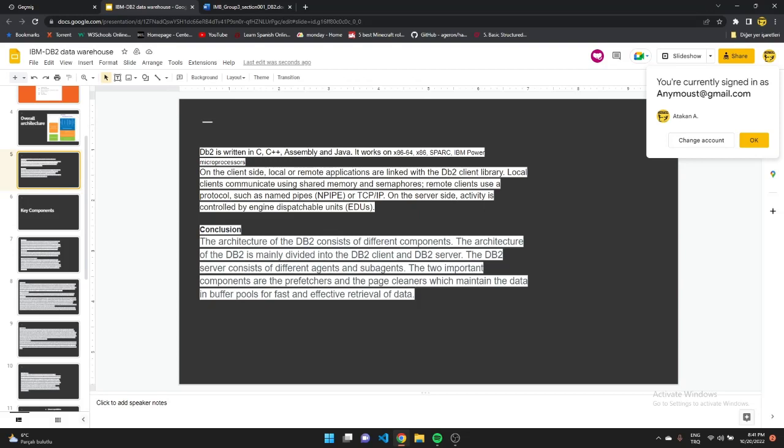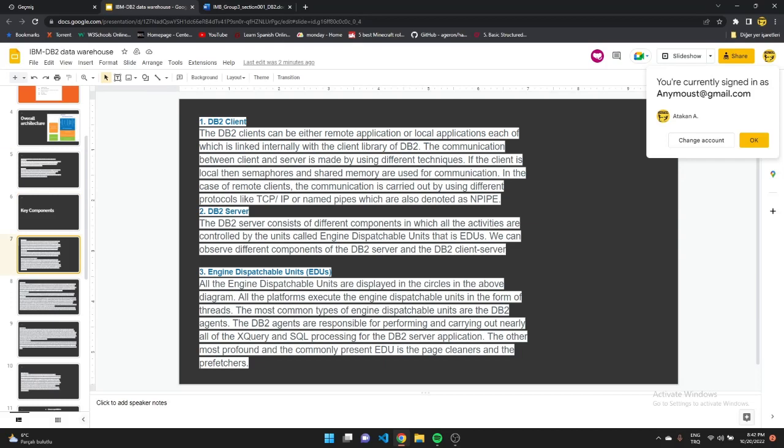On the server side, activity is controlled by engine dispatchable units, or EDUs. The architecture of DB2 consists of different kinds of components, which I will also get into in detail in the key components part. It is mainly divided into the DB2 client and the DB2 server. The DB2 server consists of different agents and subagents. The two important components are the prefetchers and the page cleaners, which maintain the data in buffer pools for fast and effective retrieval of data. Given that this is a data warehouse, it makes sense that these are the most important aspects of the architecture.